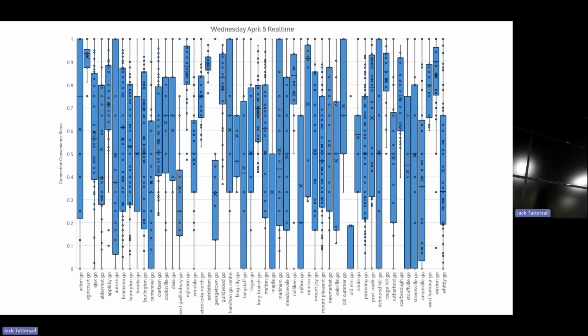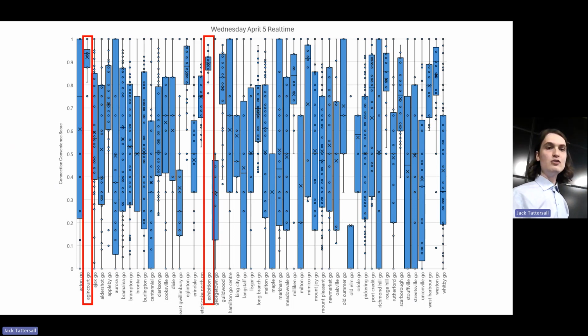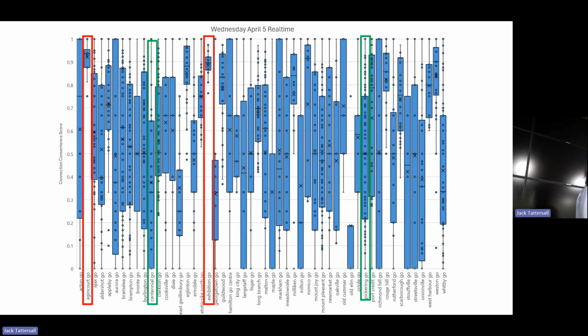So if we look here, Wednesday, April 5th, you can see the bars showing the upper and lower quartile range of connection convenience scores. You can see that the majority of connections are scoring roughly in the middle. A few connections within the city of Toronto to very frequent TTC buses score quite high, with as many as 90% of connections being convenient for most movements, like Exhibition and Aisle Court GO, whereas the majority of connections are in between, around 50 to 60% of connections being convenient for most movements.